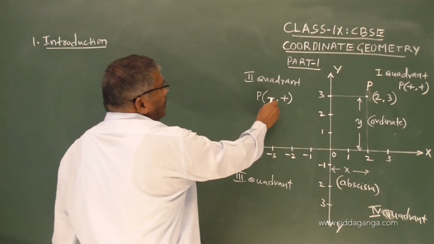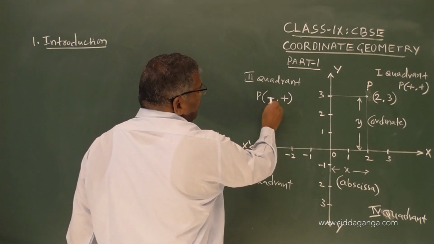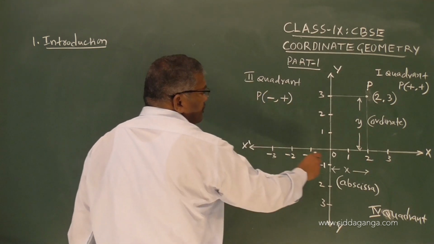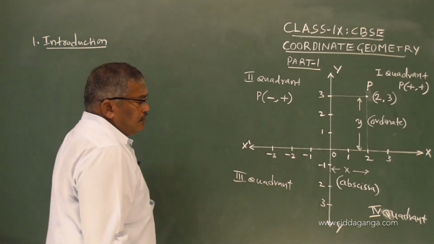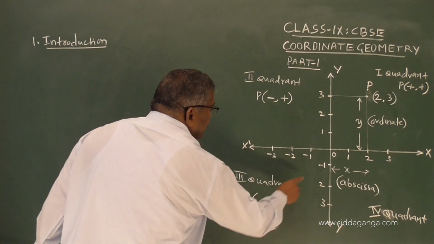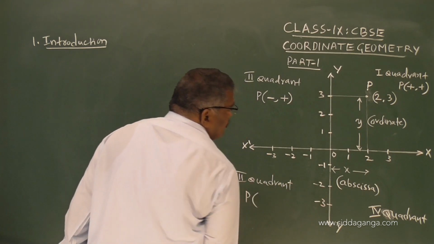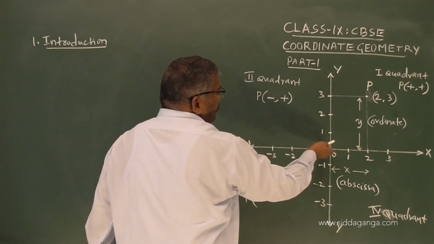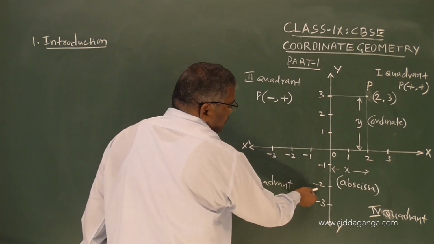In the second quadrant, x is negative. First always it is x and then y. X represents the distance of the point from the y axis, the horizontal distance. Y represents the vertical distance. And in the fourth quadrant, x will be, you can see this is also negative. So these are negative. Above the x axis these are positive, below the x axis along the y axis minus.